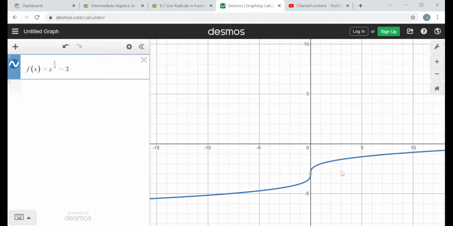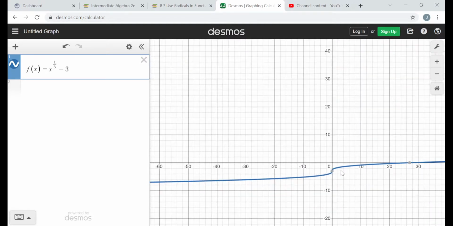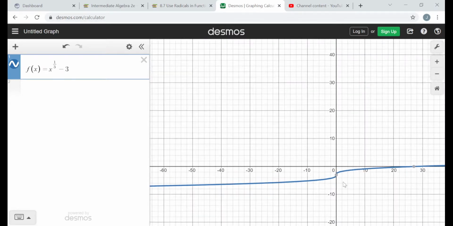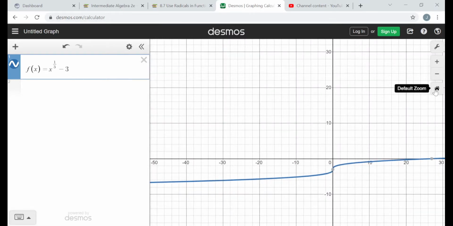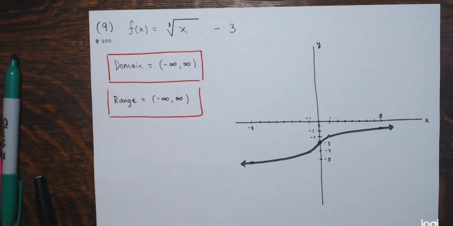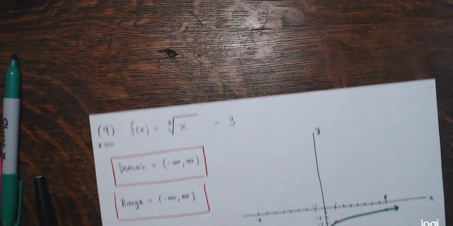And again, if you zoom out, you're going to see it's going up forever to the right, going down forever to the left, just very, very slowly. So every single value on the y-axis is used as a y coordinate at some point in this graph. So the range is all real numbers as well. Fantastic. All right, next question.